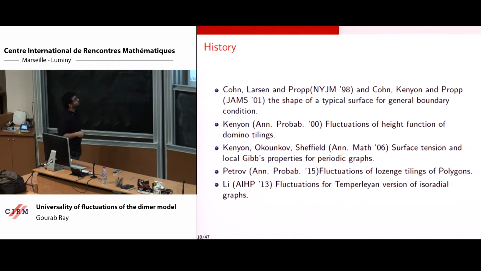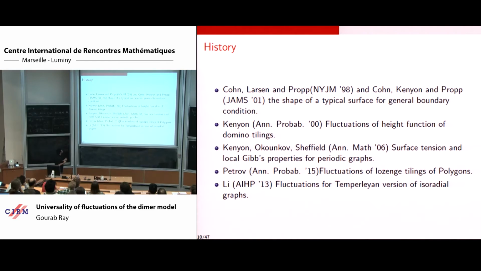Okay, so here's a bit of history. The first work gives you the law of large numbers, and it's very well known what it should look like. However, the fluctuations are less understood, and here's a bunch of work which deals with these fluctuations on various types of models and various types of boundary conditions.